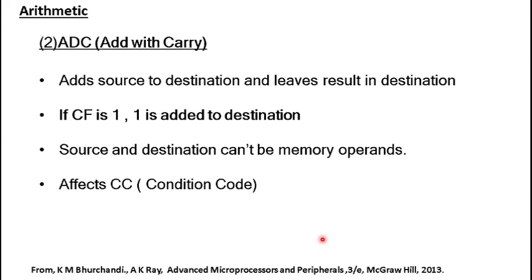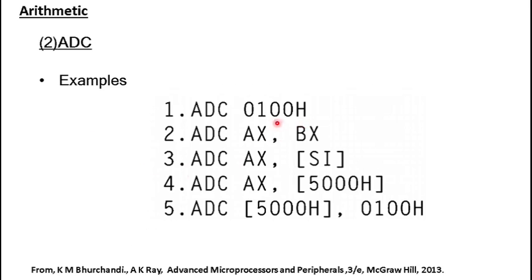Then we have another variant of add known as add with carry. So what add with carry does is it will first act like add. It will add the source with the destination and leave the result in the destination, and moreover it will check the CF, that is the carry flag. If CF is 1, it will add 1 to the destination. So ultimately what you get in the destination is source plus destination plus 1 if your carry flag is 1. Okay, so let's see one example.